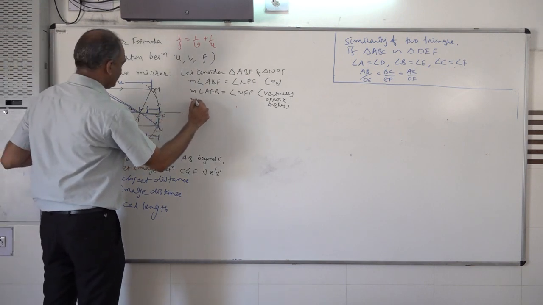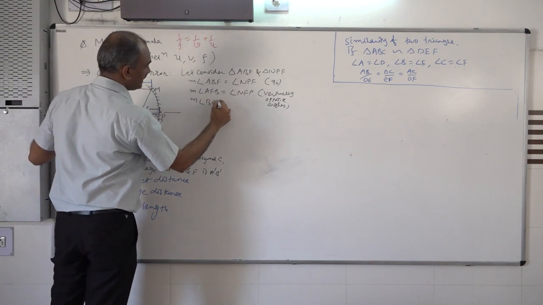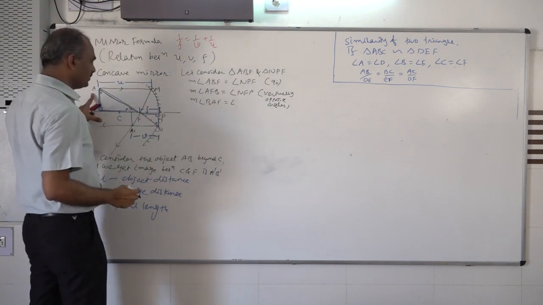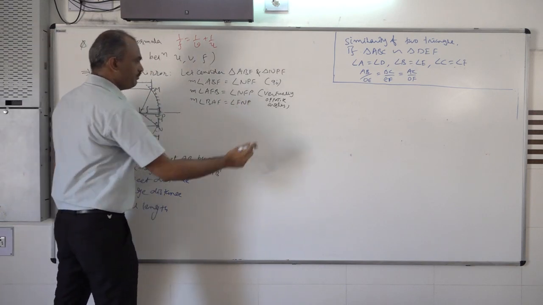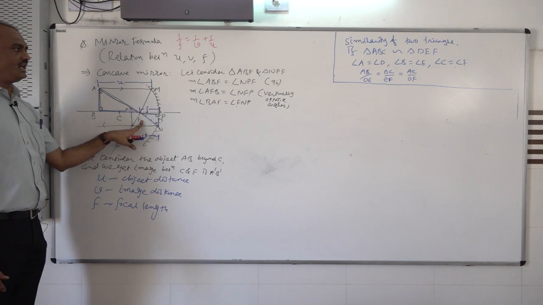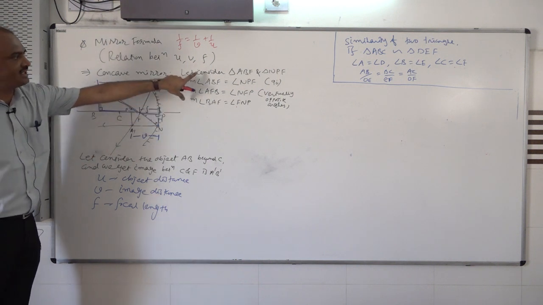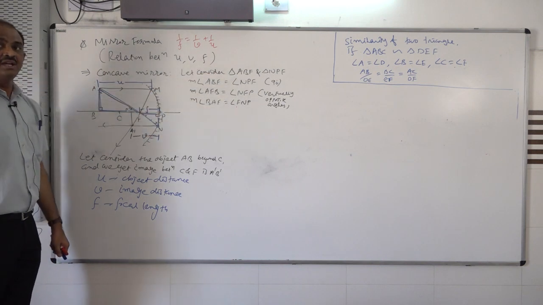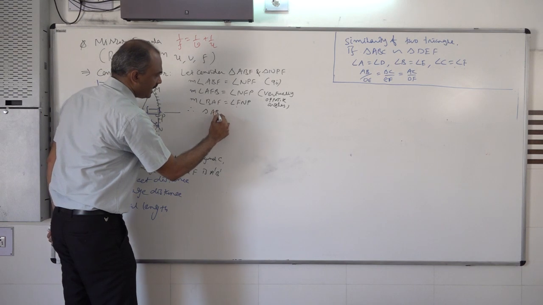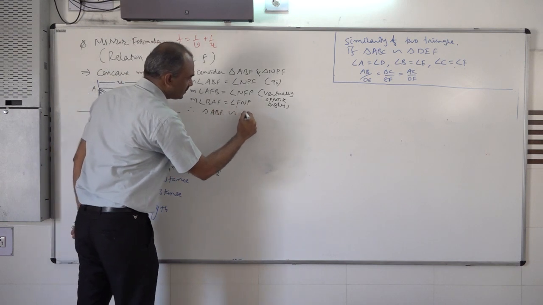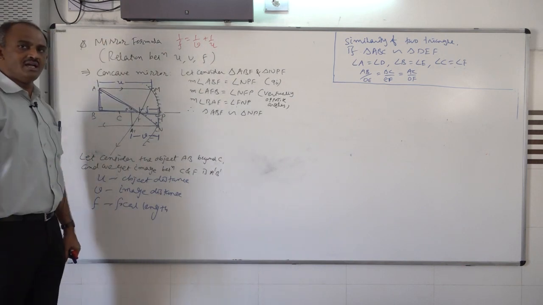So we can write measurement of angle BAF is equal to measurement of angle FNP. These three angles are equal, so all three corresponding angles are equal. So we can say that these two triangles are similar triangles. We can write triangle ABF is similar to triangle NPF.